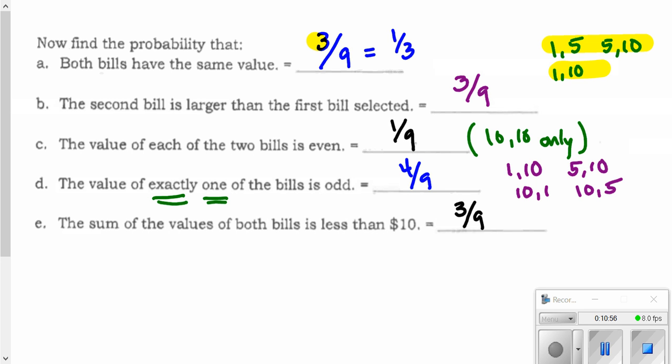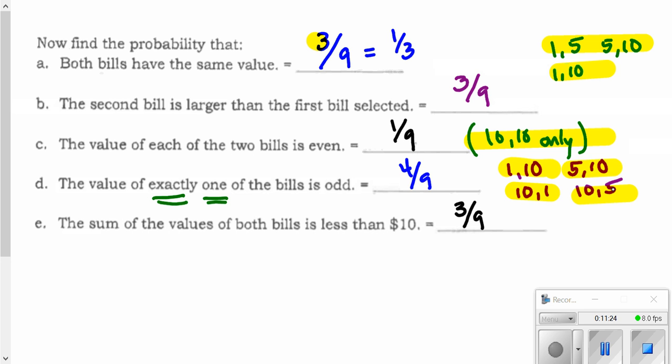That's these 3 outcomes. The value of each of the 2 bills is even. Well, the only even number involved in the problem is 10. 1 is odd, 5 is odd. So the only way to have 2 evens is double 10. This next one said exactly one of the bills is odd. So you have to have a 10 with something else. And so these are the 4 different outcomes that had 10 with something else.